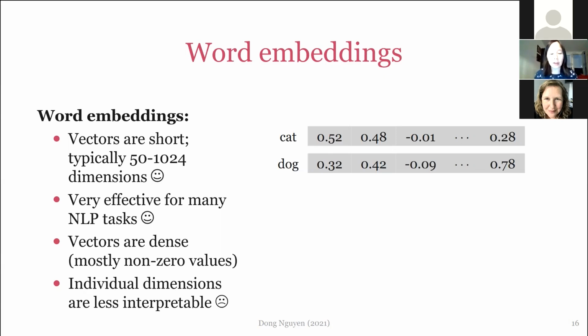Compared to what I just discussed, the vectors are dense. So most of their dimensions will have non-zero values, like I show on the slide. But the drawback is that these individual dimensions are less interpretable. So if we look at the word embedding for cat, for example, which is 0.52, 0.48, and so on, then it's difficult to say what 0.52 actually means, what the first number represents. And that's because these different dimensions are learned from the data automatically, and therefore they are less interpretable, which is still a big research question that people are trying to improve on.